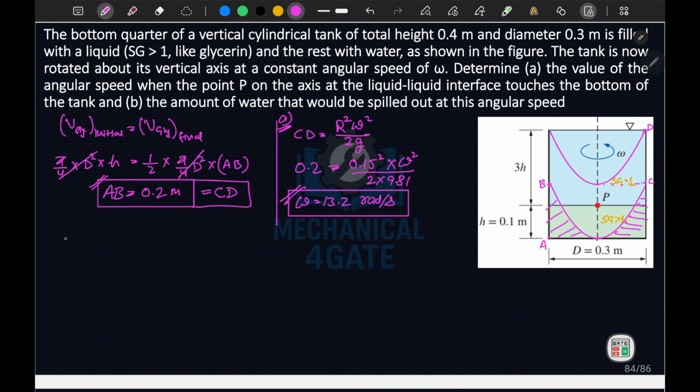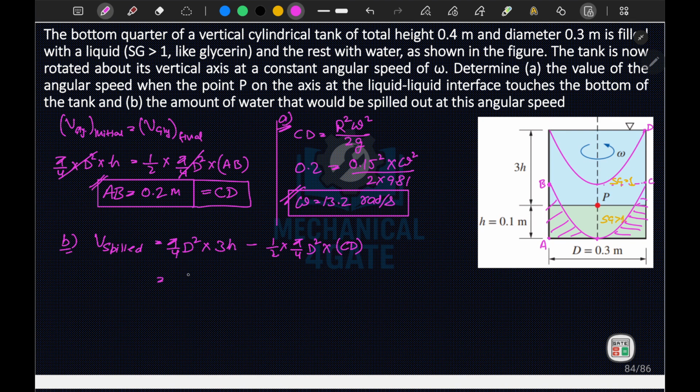Now second is the amount of water that would be spilled out at this angular speed. So B, the volume spilled, is equal to the initial volume of water, that is pi by 4 times d square times 3h, minus the volume of paraboloid, that is half times pi by 4 d square times CD.